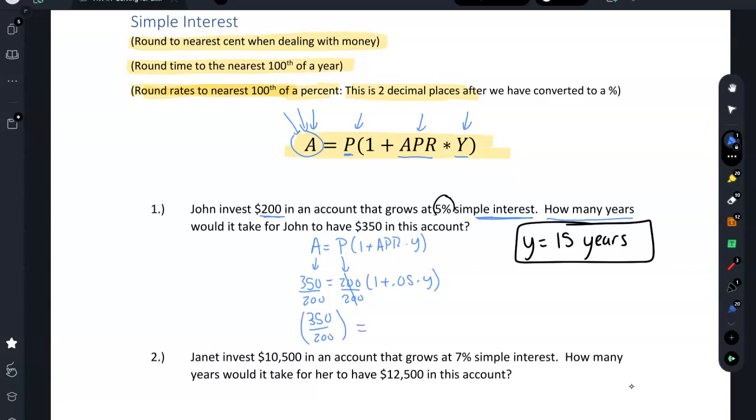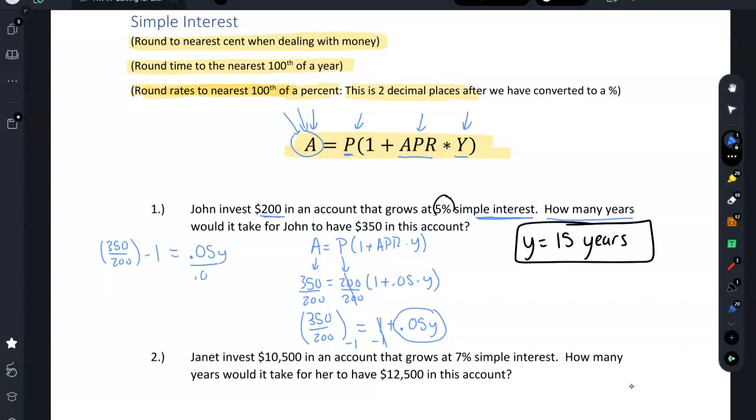And anytime I have a fraction, I'm going to put parentheses around it to signify that it is a fraction. The parentheses over here are going away because that 200 is not there to multiply it by anymore. And then I would want to subtract 1 from both sides. And once again, I'm not going to do any calculations. So I'm just going to leave that as 350 divided by 200 minus 1 is equal to, now on the right hand side, I just have 0.05y.